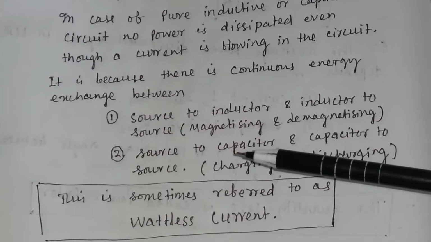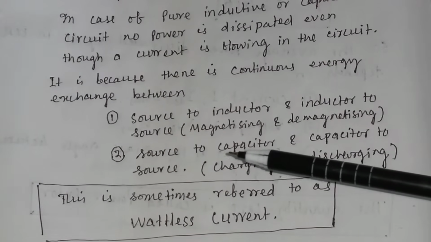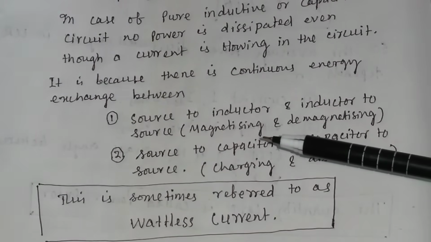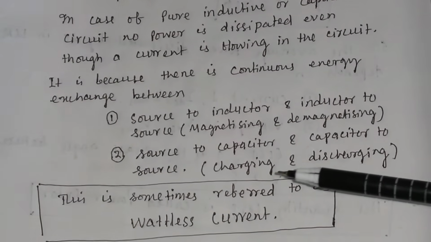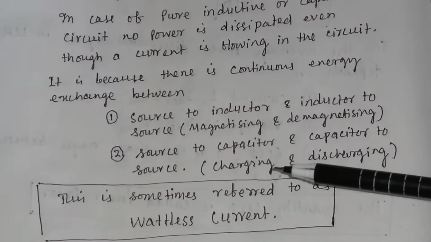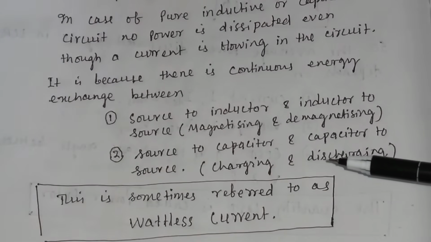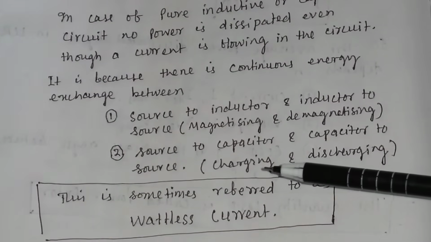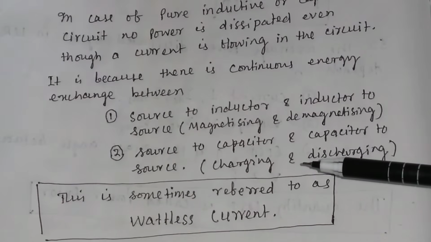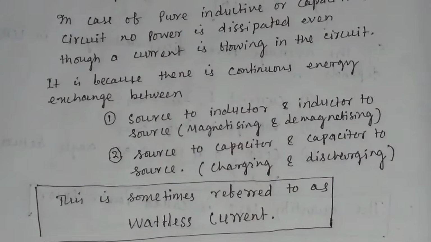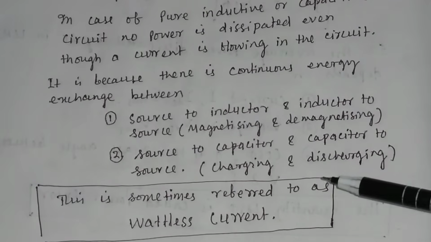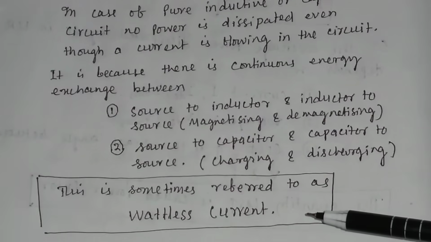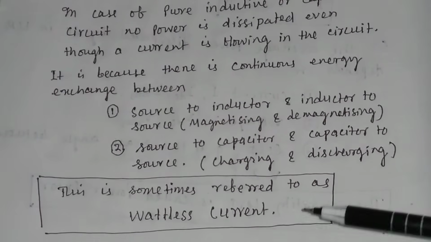Similarly, in a capacitor circuit, energy is continuously exchanged between source and capacitor and capacitor and source, that is in the process of charging and discharging. The case of no power dissipation in a pure inductive and capacitive circuit is sometimes called wattless current.